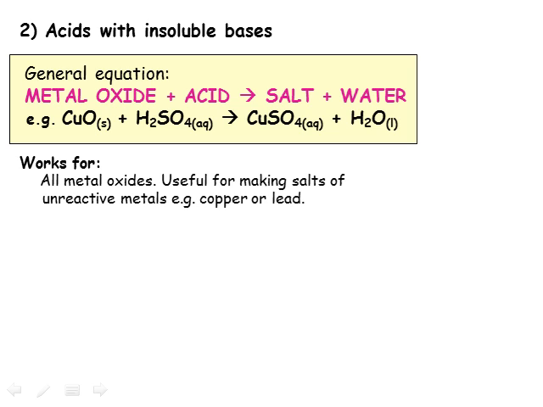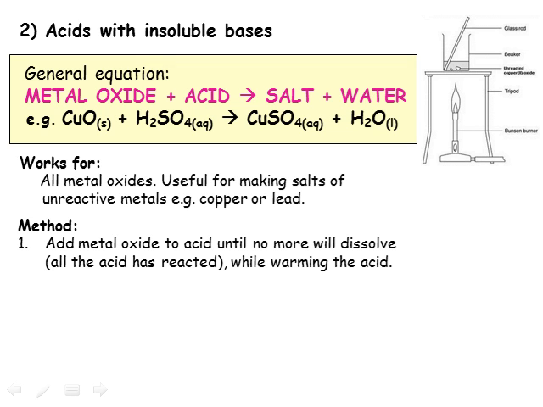If we want to make salts containing the ions of unreactive metals, then rather than using the metal, we can react the acid with an insoluble metal oxide. The products are the salt and water. So we will see the solid metal oxide disappear as it reacts, and we will not see any bubbling.